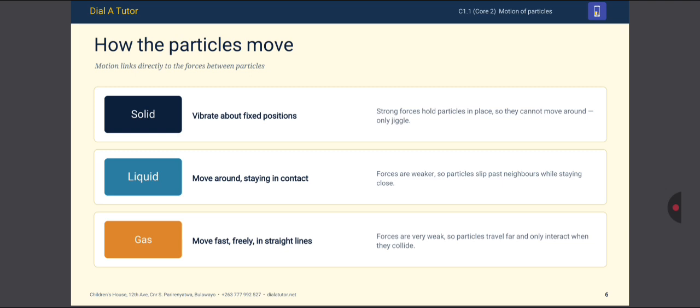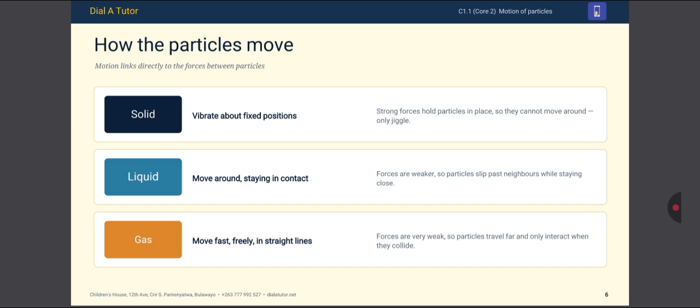In a liquid, the forces are not as strong as that in a solid. So particles move around but staying in contact. Whereas in a gas at the very bottom, the forces are very weak and therefore the particles move fast, freely in straight lines. Now let's start from the very top with solid.